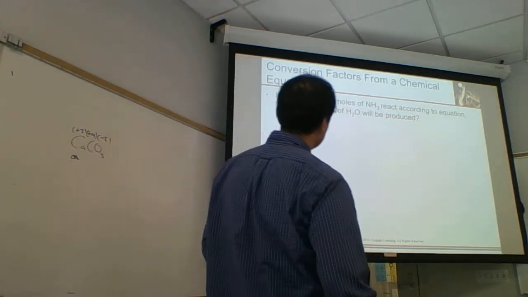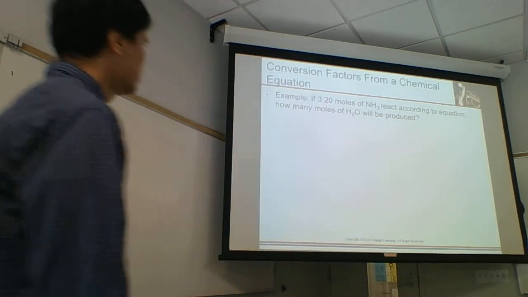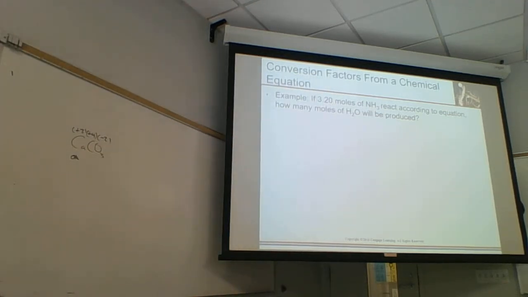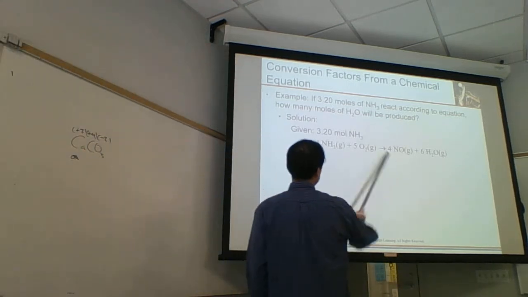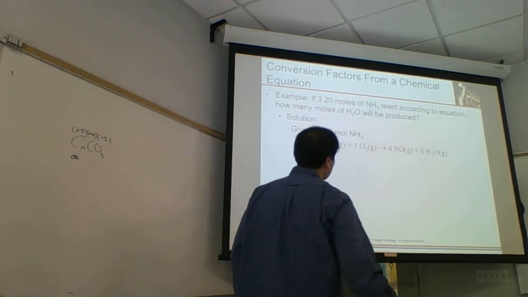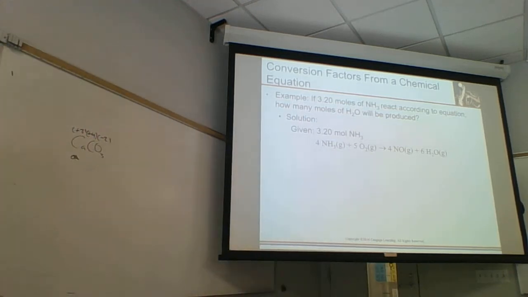So if 3.20 moles of ammonia react according to the equation, how many moles of H2O will be produced? We know the ratio between ammonia and H2O based on the balanced chemical equation. There are 6 moles of H2O produced for every 4 moles of ammonia that react. We only have 3.20 moles of ammonia. And so this is dimensional analysis, 3.20 moles of ammonia. We can cancel out moles of ammonia using the conversion factor here, 4 moles of ammonia for 6 moles of H2O. So the moles of ammonia cancel, that leaves us with moles of H2O.